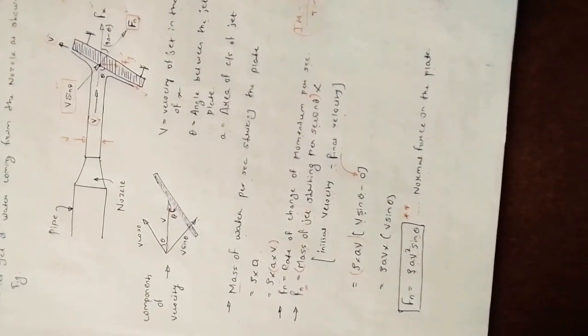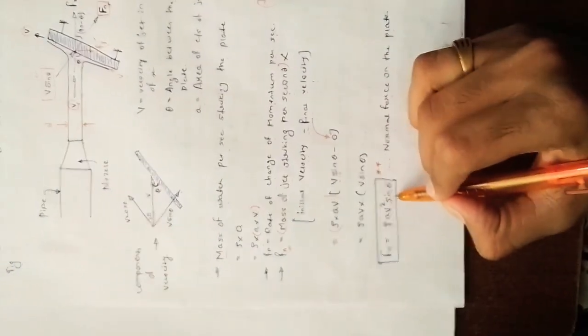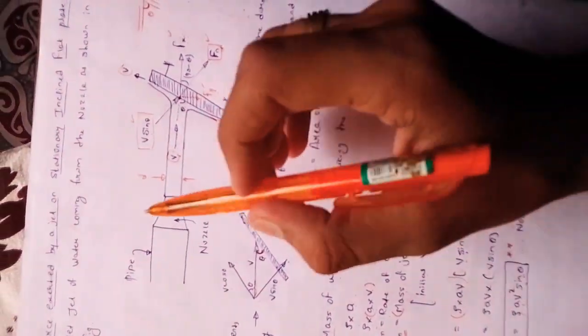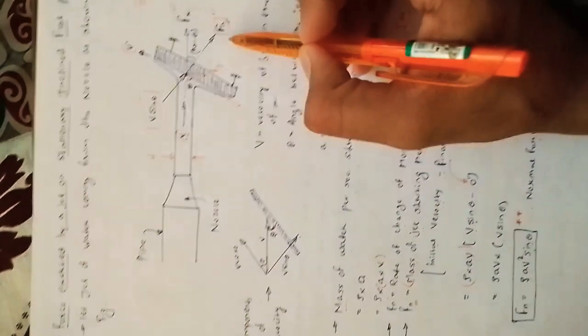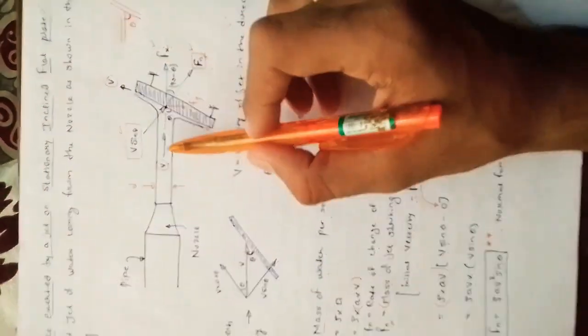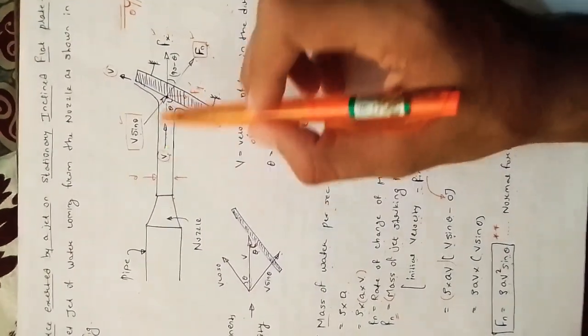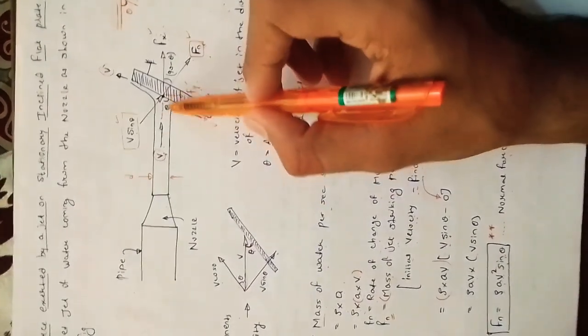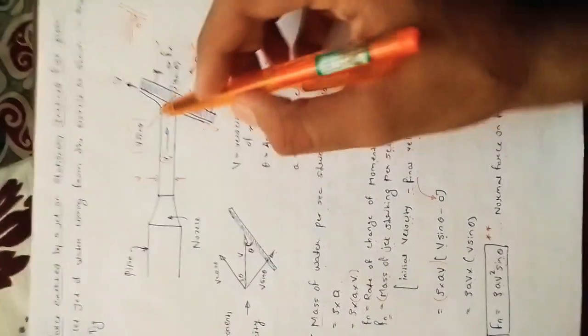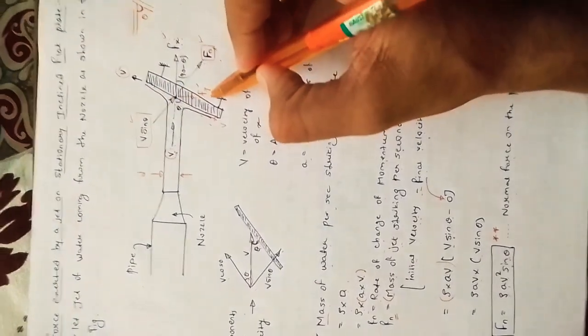So these are the final equations of this derivation. This is the final equation of normal force Fn. Fn is the force exerted by the jet on the plate in normal direction. Fx is the force exerted by the jet on the plate in x direction. And Fy is the force exerted by the jet on the plate in y direction, correct?